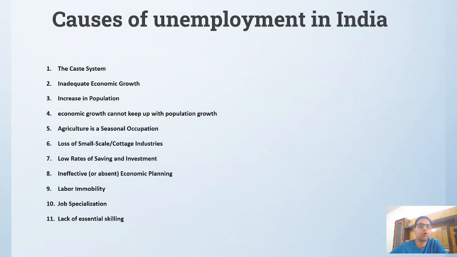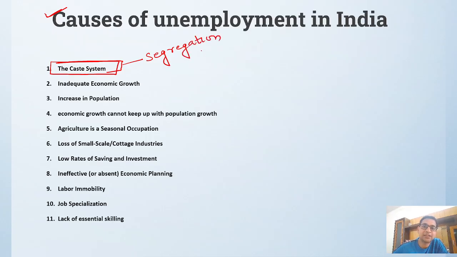Now we are moving into the causes of unemployment in India. First of all, India has a highly rigid caste system. There is a segregation that happens in the rural areas, and people are not moving away from that. With this highly rigid caste system, people are segregated by saying this type of work belongs to you and that type of work belongs to others. So castes are based on employment. Economic growth has not happened at the pace it has to happen.